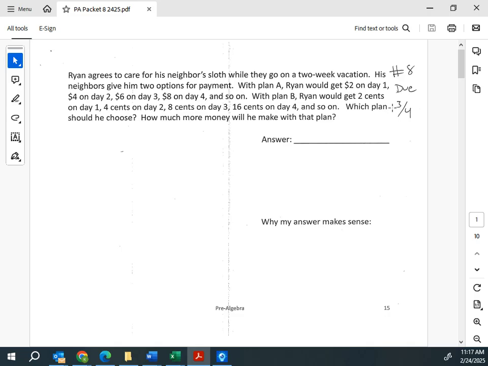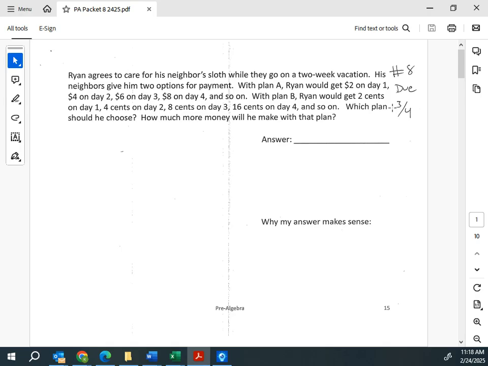With plan A, Ryan would get $2 on day 1, $4 on day 2, $6 on day 3, $8 on day 4, and so on. With plan B, Ryan would get 2 cents on day 1, 4 cents on day 2, 8 cents on day 3, 16 cents on day 4, and so on. Which plan should he choose? Obviously the one that he makes more money with.